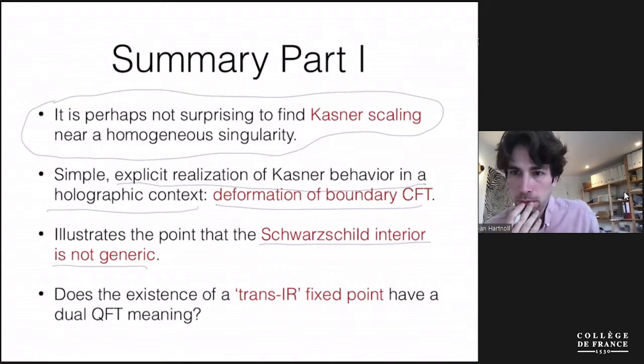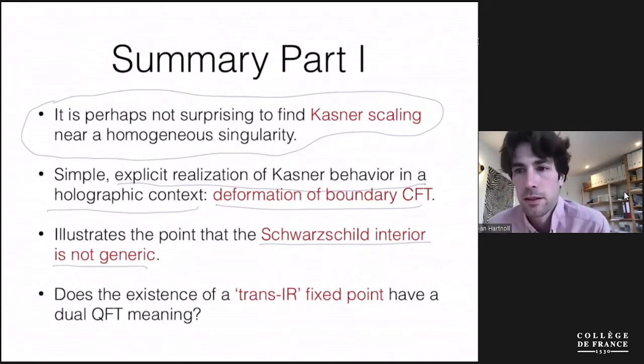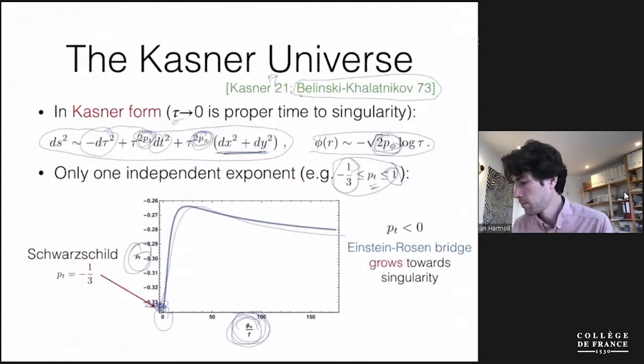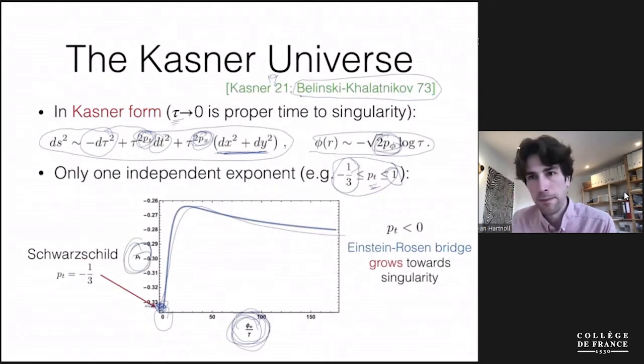Maybe I have a question. Yeah, please. So there is a relationship between PT, the Kasner exponent PT, and the boundary value of the scalar field that you can, I guess, work out. I mean, is there a one-to-one correspondence? If I give you phi at the boundary, can you tell me what PT is?